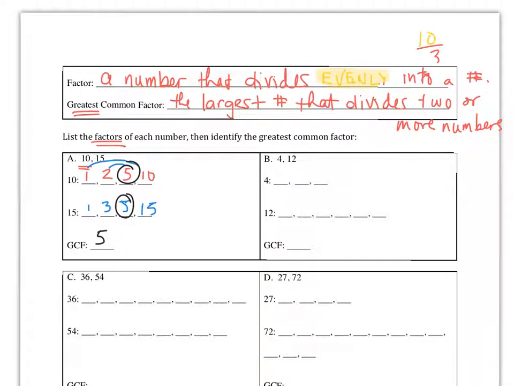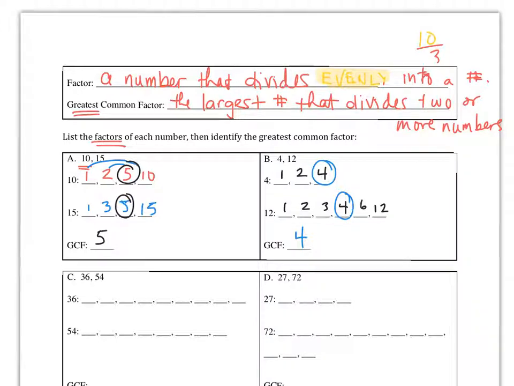4. I start with 1. 1 times what is 4? 4. Can any other numbers go into 4? 2. 2 times 2. I don't have to write the 2 twice. All right? 12. I got 1 and 12. What are their numbers? 2 times 6. What else? 3, 4. All right. What's the biggest number that appears in both lists? 4 is in both lists, so the GCF is 4. Does that make sense? All right. You are on your own for C and D, and then we'll double check and see how you do.